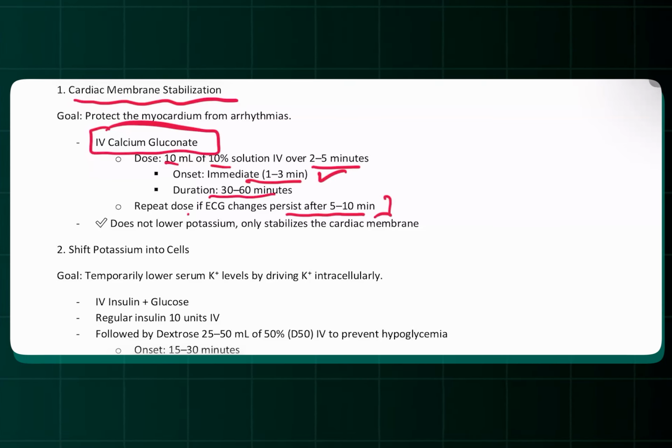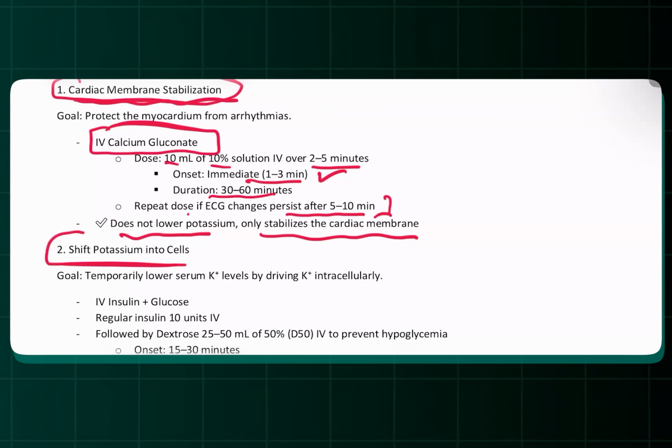So usually you need to give around 2 ampules or 20 ml of calcium gluconate. It does not lower potassium, only stabilizes the cardiac membrane. So that means once you have given the calcium, you have to make sure that you've given hyperkalemia measures also, that you need to decrease the potassium levels. This is the number one management.